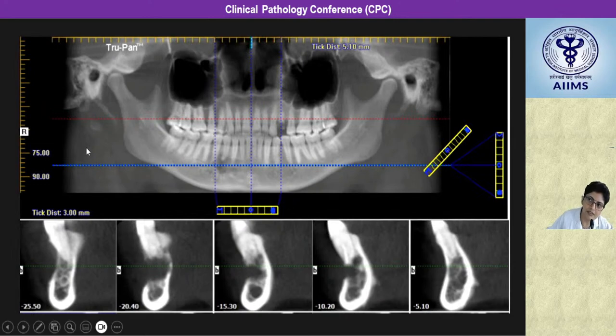These are the reconstructed OPG images from the CBCT and the paraxial images. In the paraxial images also, we can better identify the root resorption and the multilocularity of the lesion, which is predominantly lytic.